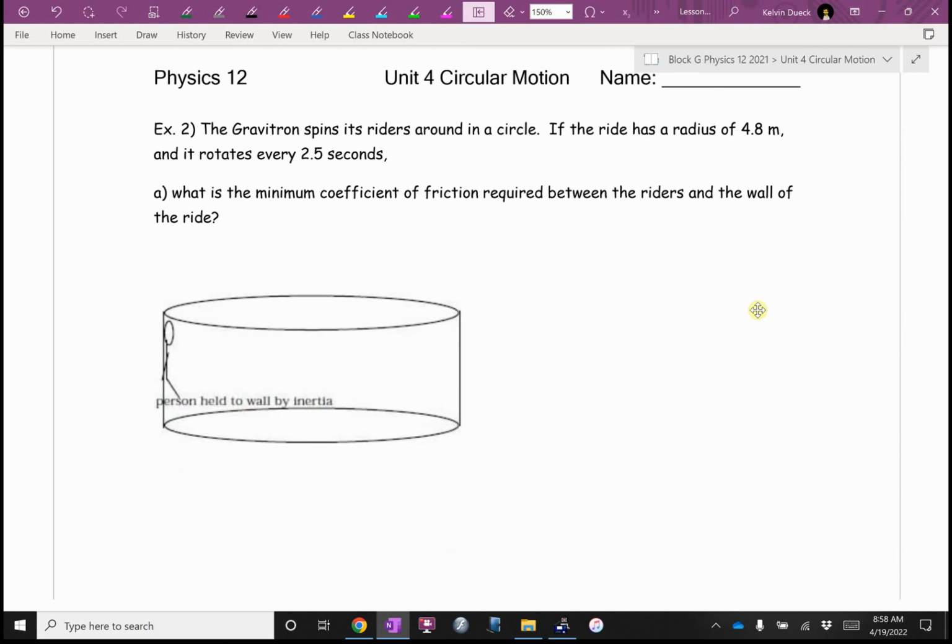Anyways. Oh, I like this question. There's going to be a Gravitron on your test. It says, Gravitron spins its riders around in a circle. This is the version where the floor just drops away. We're not going to add suddenly tilting vertically. That would be a vertical circle. We're looking at horizontal circles. If the ride has a radius of 4.8 meters and it rotates every 2.5 seconds, A, what is the minimum coefficient of friction required between the riders and the wall of the ride?